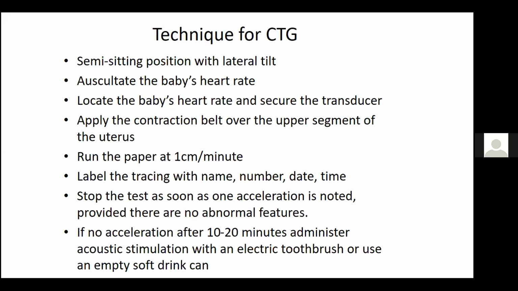The third thing is you need to actually verify what rate the CTG is set at. So I'll teach you how to recognize the rate. Some CTGs will have written on the trace 1 centimeter per minute, but this is our universal standard that we're using for CTG interpretation. So your CTGs must be running at 1 centimeter per minute. And then the name, the date, the time is very important.